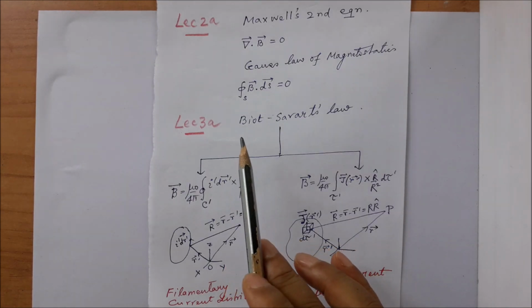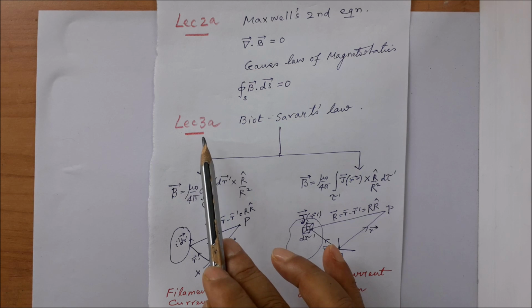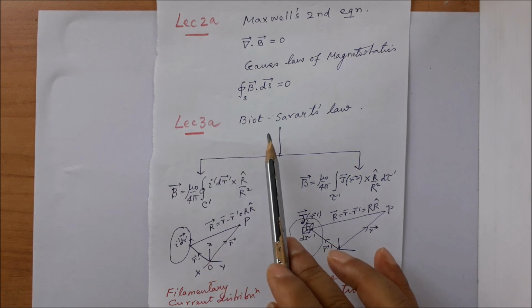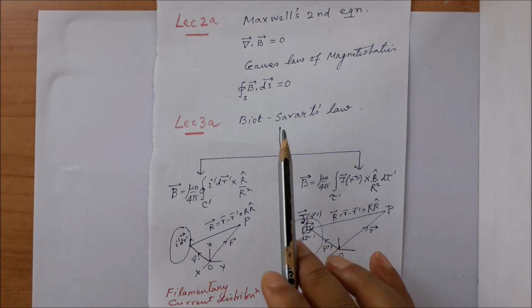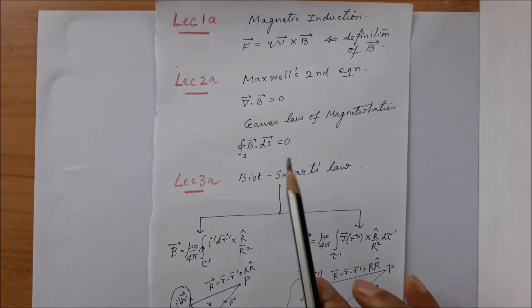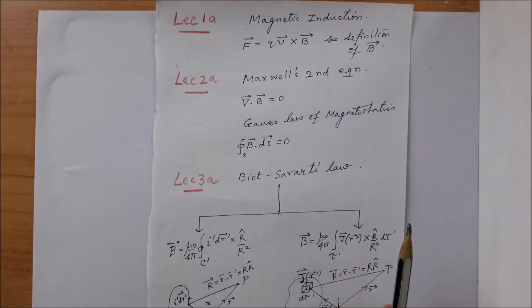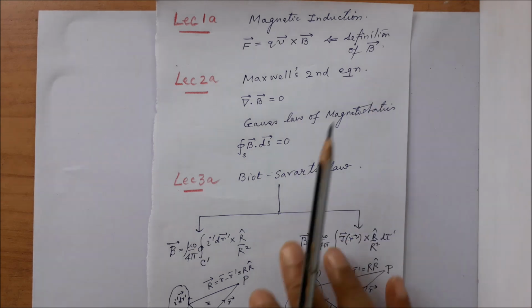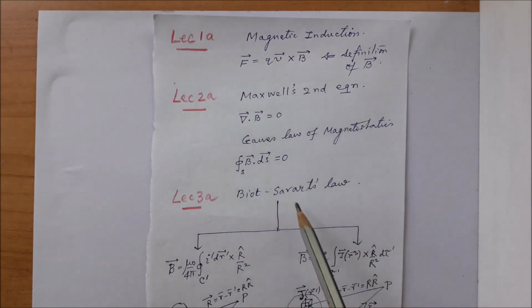We then, in lecture 3a, dealt with a law enunciated by Biot and Savart, whose form in the case of filamentary current distribution is this one, and in the case of volume current distribution is this one. Now they are equivalent descriptions of a current distribution. One logical thing to ask is whether these laws are consistent. That is, are these laws telling the same thing?